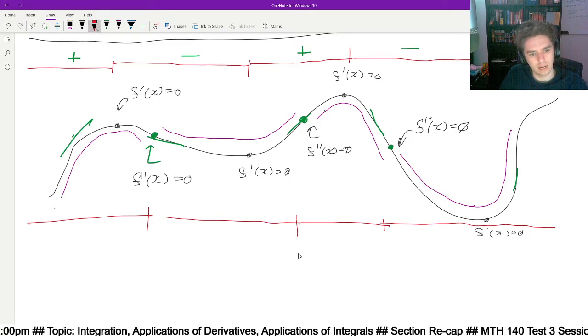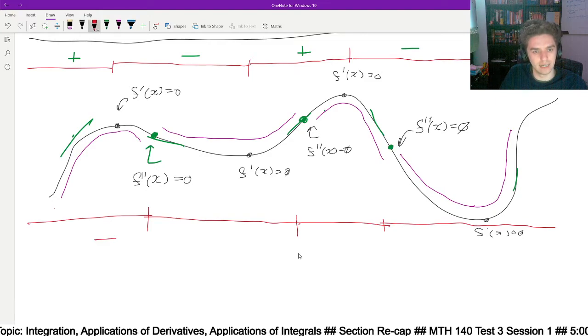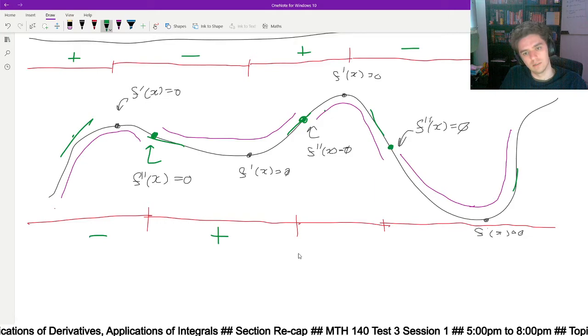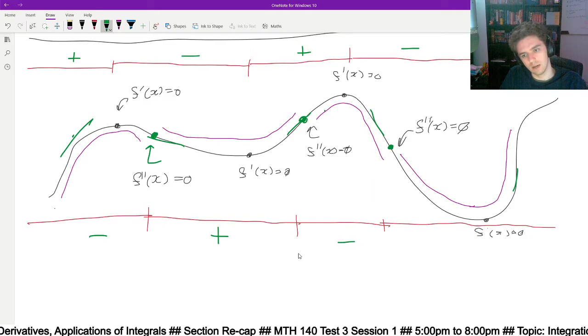So here it's concave down, so the second derivative is negative. Second derivative is negative. Second derivative is positive. Concave down, second derivative is negative. Concave up, second derivative is positive.